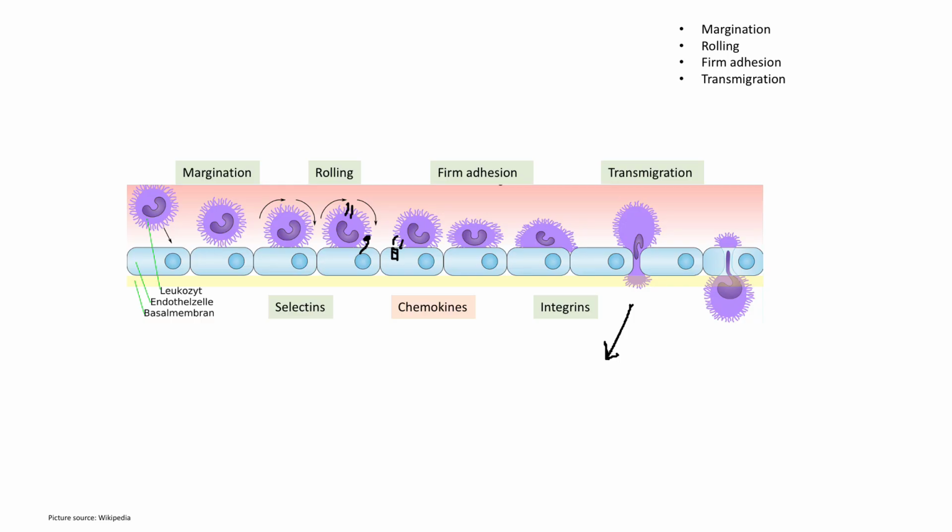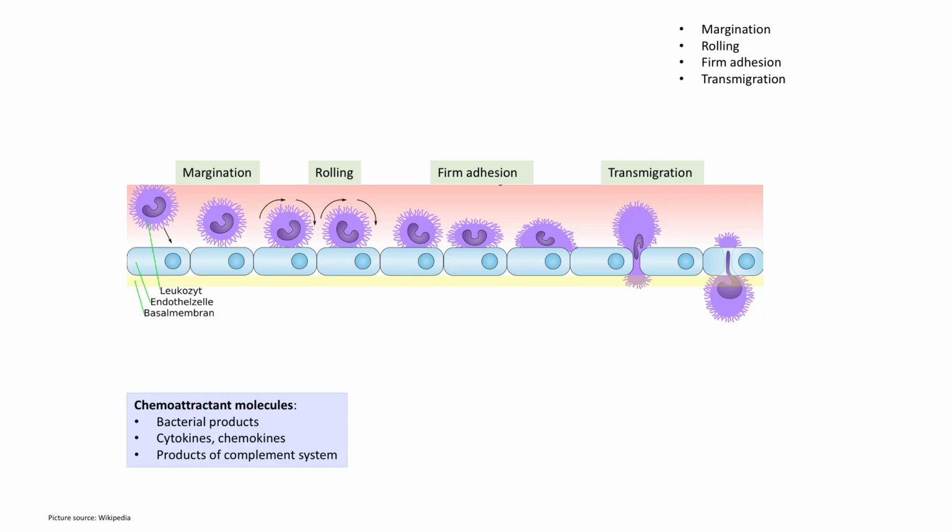Neutrophils then pass between adjacent endothelial cells and leave blood vessels, and this process is called transmigration. Neutrophils then move in tissues along the chemoattractant gradient and reach the site of inflammation. Chemoattractant molecules include bacterial products, cytokines, chemokines, and products of the complement system.